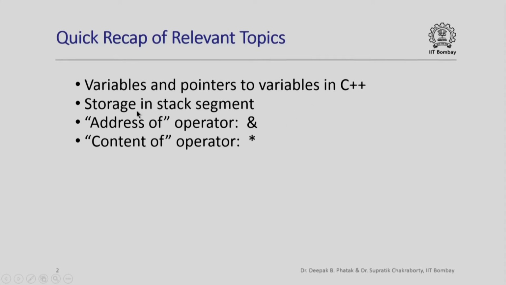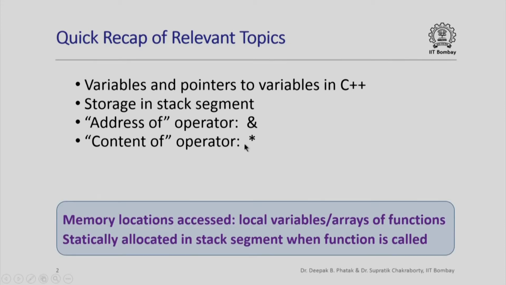We have seen how storage for variables is basically allocated in the stack segment. We have seen the use of the address of operator, or the unary ampersand operator, and the use of the content of operator, or the unary star operator. However, in all that we have studied so far, the memory locations that we accessed, either directly by their name or through their addresses, were all for local variables or arrays of functions, and they were statically allocated in the stack segment when the function was called.